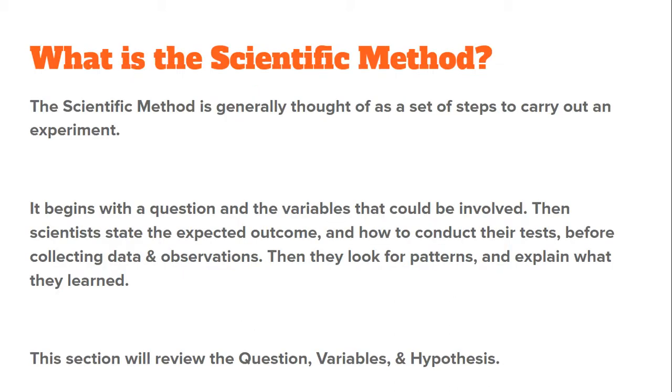Scientists generally think of the scientific method as a set of steps to carry out your experiments. These steps can be carried out in lots of different fashions. They can go through some loops and some cycles as tests uncover new evidence that wasn't expected and they revisit and revise. But it generally begins with a question and the variables that they need to be thoughtful of. Then scientists state what they expect to happen in their hypothesis.